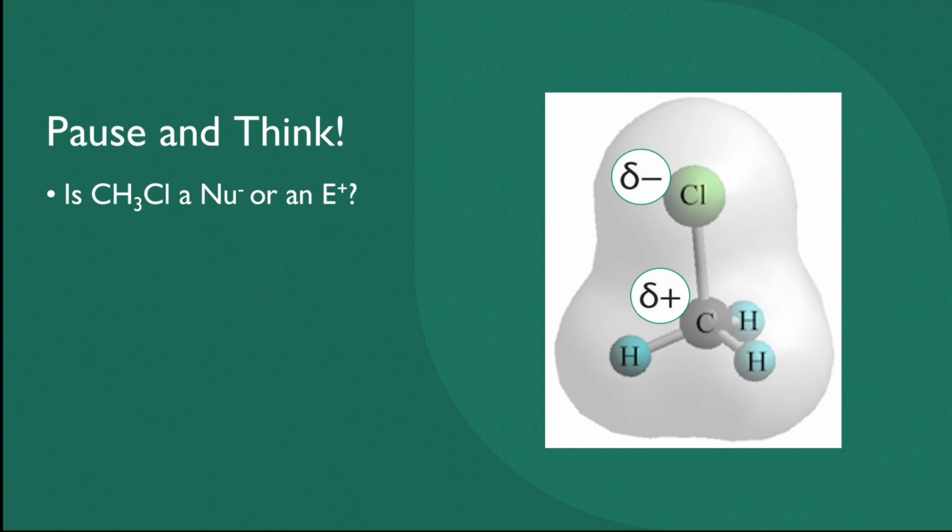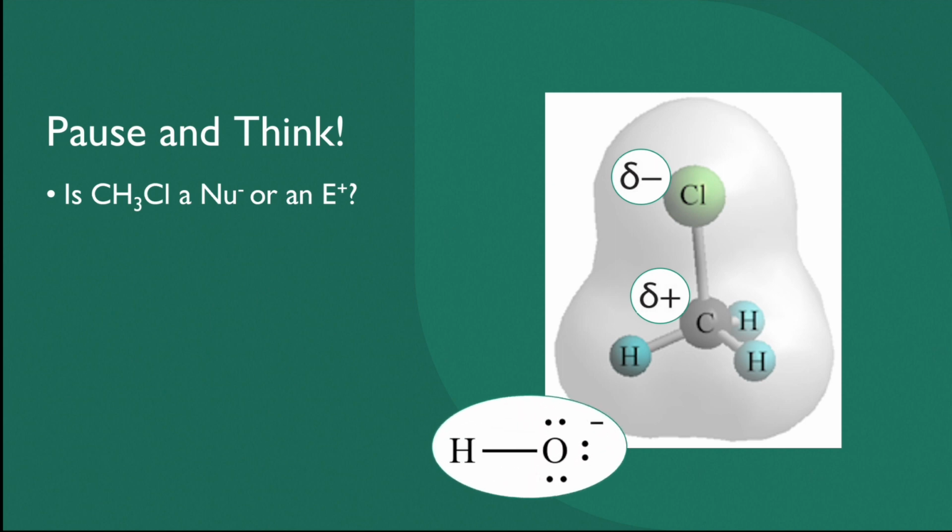These factors make the carbon in chloromethane an electrophile because it has a prominent delta positive charge. Since it's partially positive, it is electron loving. The better the leaving group, the better an electrophile the carbon atom attached to it.